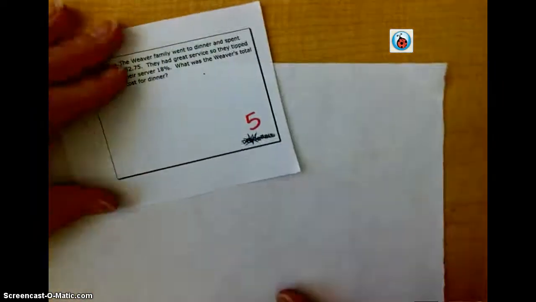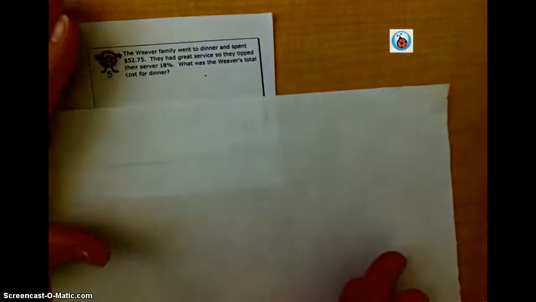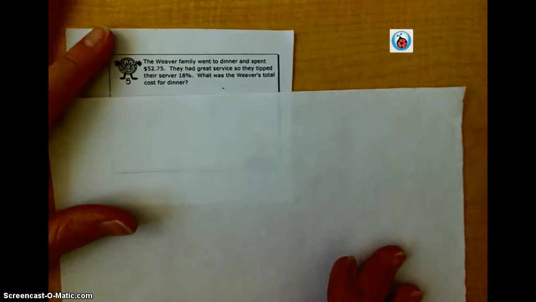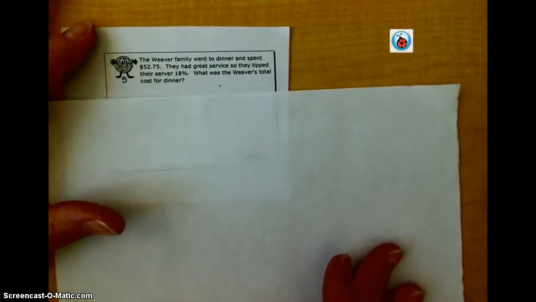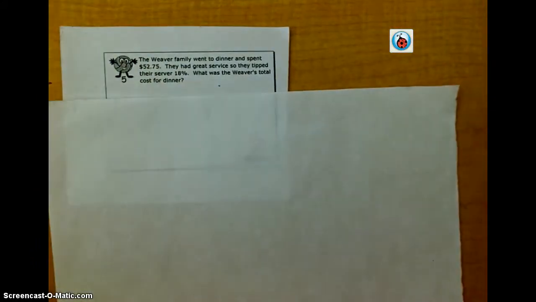The last problem that we're going to work on today talks about the Weaver family going to dinner and spending $52.75. They had great service, so they tipped their server 18%. What was the Weavers' total cost for dinner?